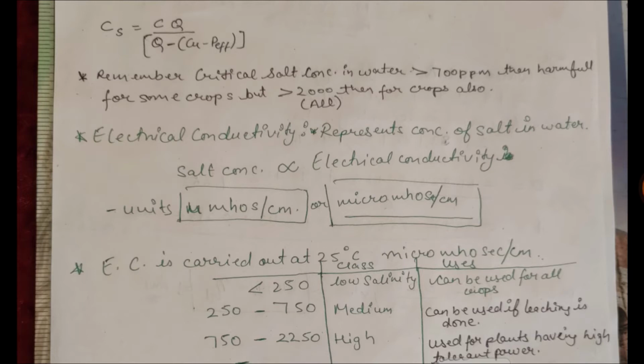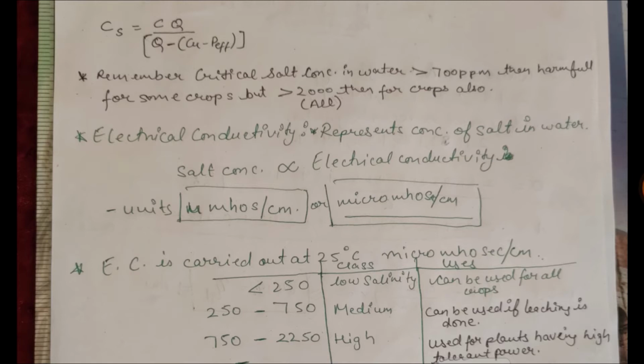Remember, critical salt concentration in water, if it is less than 700 ppm, then it is useful for all the crops, and if it is greater than 700 ppm, then it is harmful for some crops only. But if it is greater than 2000 ppm, then it is harmful for all the crops. We should not use the water if its ppm is more than 2000, or greater than 700 ppm for certain crops, and for all crops greater than 2000 ppm.